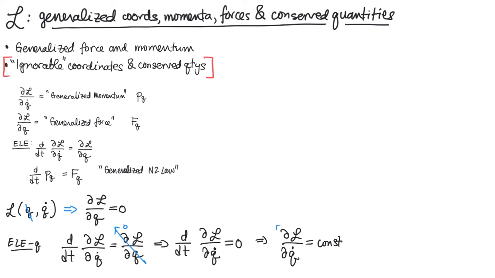But this quantity, remember, is the generalized momentum. So this tells us that the associated momentum is constant. If a coordinate does not appear in the Lagrangian, then the associated momentum for that coordinate is constant. And anytime we have a constant of the motion, that's a useful tool for problem solving. So let's do an example in which we can see that we're going to have a conserved quantity.